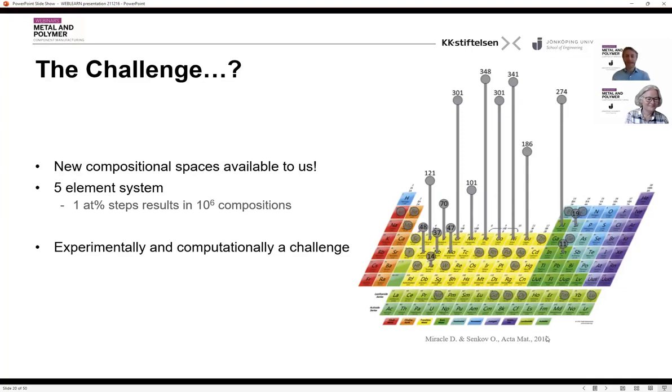This is a figure of the periodic table from a review in 2016 showing all the unique high entropy alloys at that time. And you can see we have a lot of high entropy alloys produced within the transition metals. And this gives you an idea of how many different combinations we can actually make with this new technique.